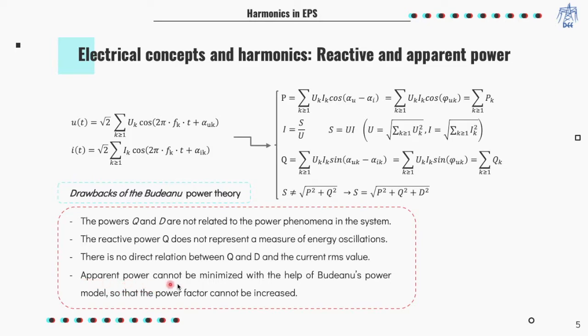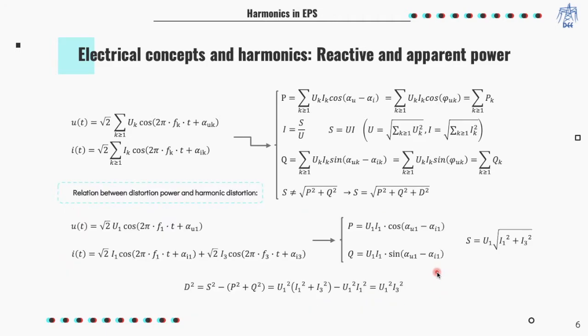Apparent power cannot be minimized with the help of Budeanu's power model, so the power factor cannot be increased. To understand better the concept of distortion power, imagine the following example. We have a sinusoidal voltage and a non-sinusoidal current with a third harmonic.